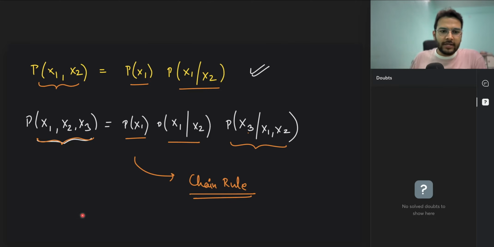Oh, sorry. Yes, Gurdeep. So it should be x2 and x1. Yes, I'm sorry, my mistake. So this is x2 given x1. And here also it is x2 given x1. Yes, now it is correct. Is this clear? Okay, so this is our chain rule.